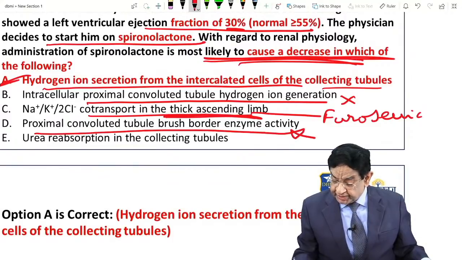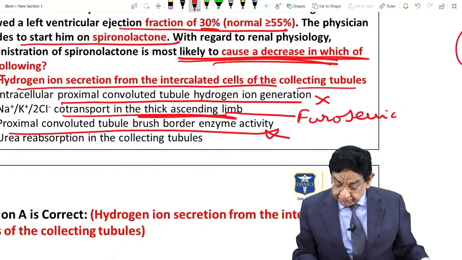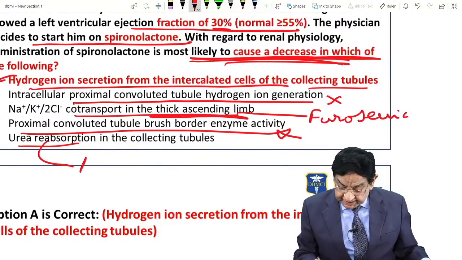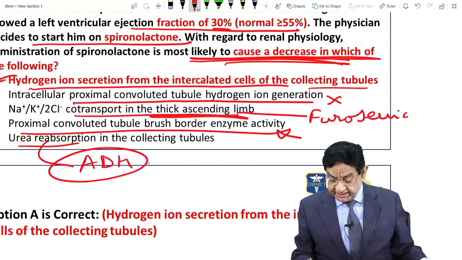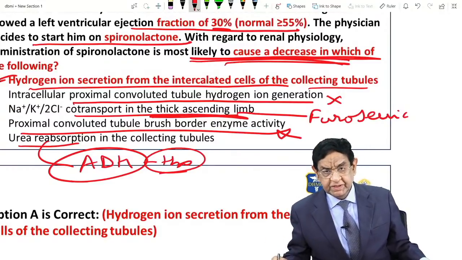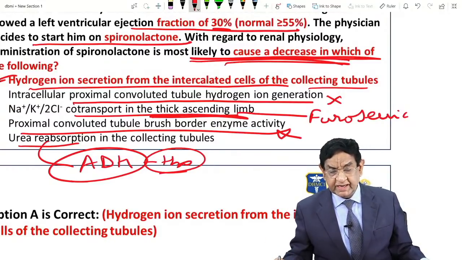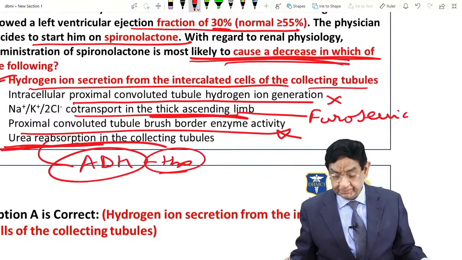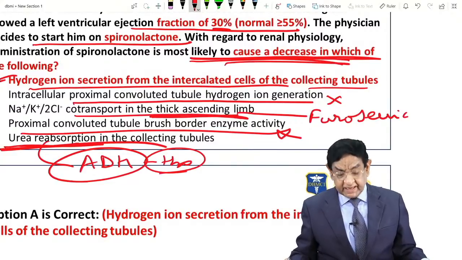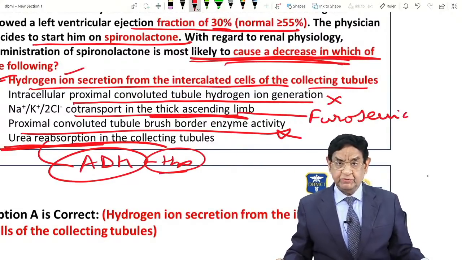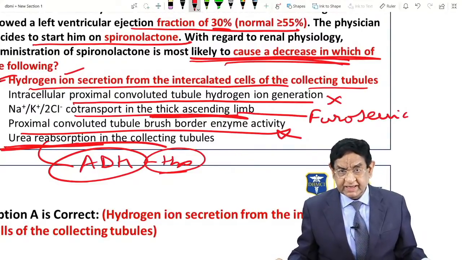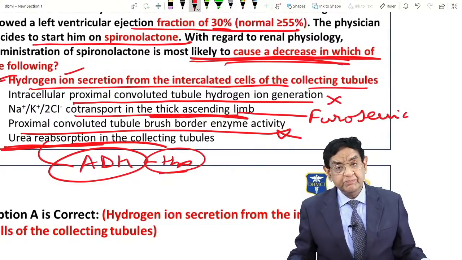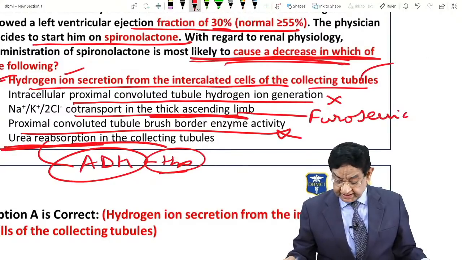PCT, no way. Urea absorption in collecting tubule is done by the ADH. Most of us are aware that ADH absorbs water. This is known to 100%. But 90% students are not aware that ADH also reabsorbs urea in collecting tubule. So by direct technique and by rule out technique, now we are clear that potassium sparing diuretics act in the collecting tubules.